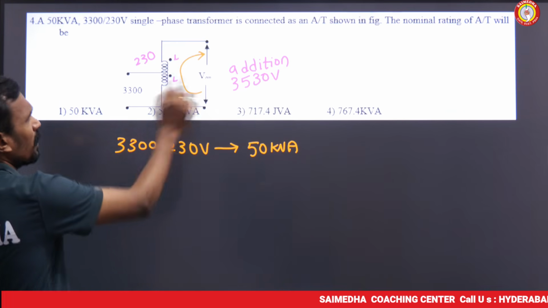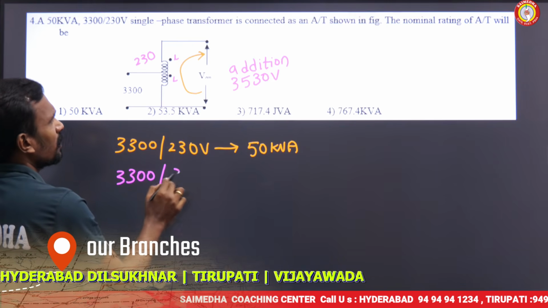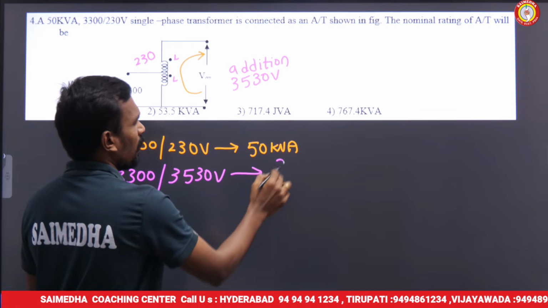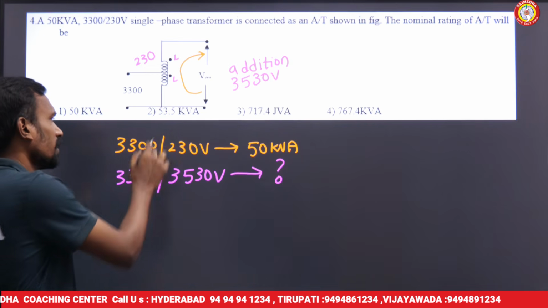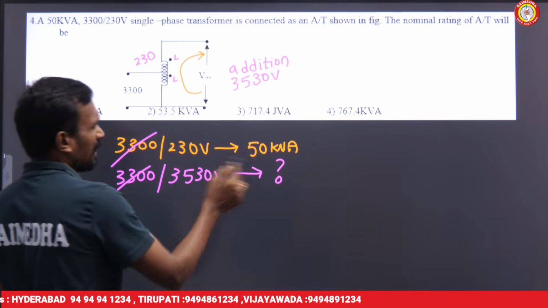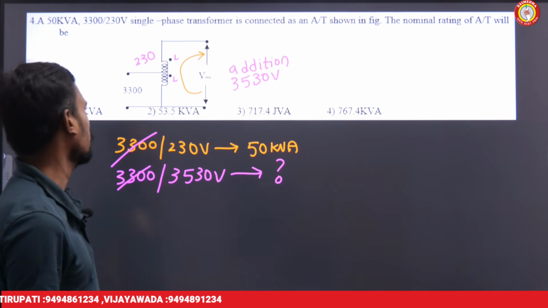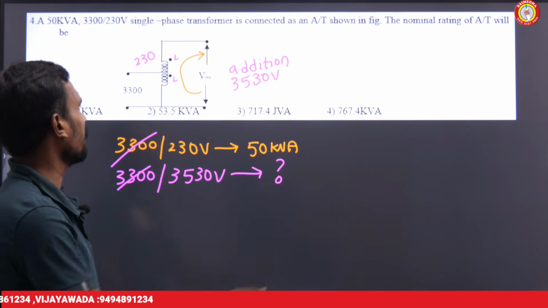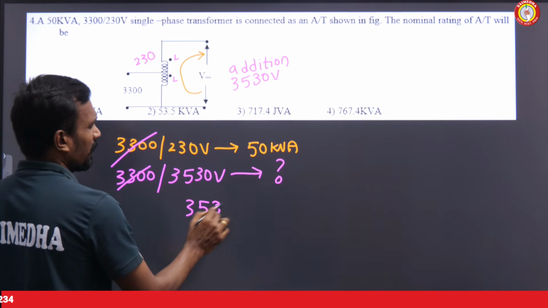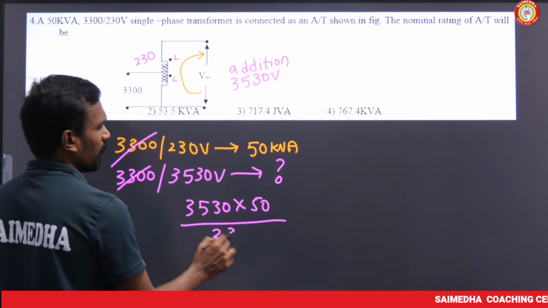So what is our auto transformer rating? 3300 by 3530 volts. Now what will be the answer? These get cancelled. Ultimately 50, around 10 times, 11 times maybe. So let's see, cross multiplication: 3530 into 50 by 230.